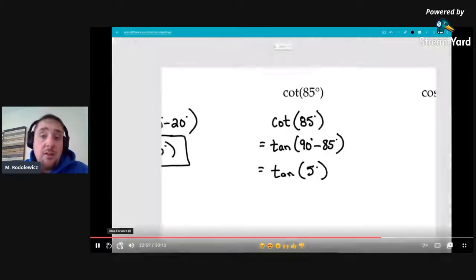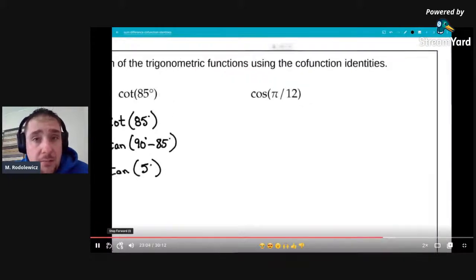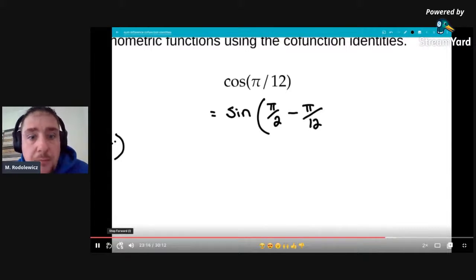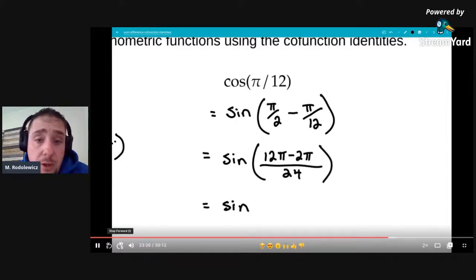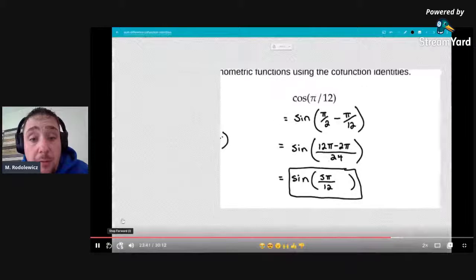Lastly, the cosine of pi over 12. Well, now we're given radians. Just remember that 90 degrees is pi over 2 radians. So to find a complement, you subtract. Pi over 2 minus pi over 12. Doing a little bit of fraction work there, finding a common denominator, this becomes 10 pi over 24, which simplifies to 5 pi over 12, the sine of 5 pi over 12.